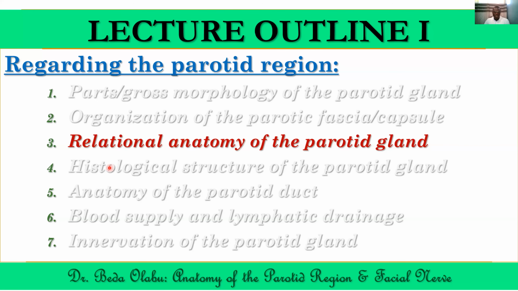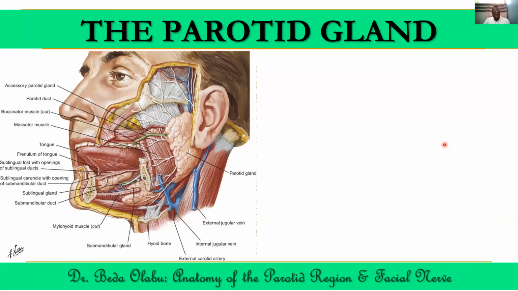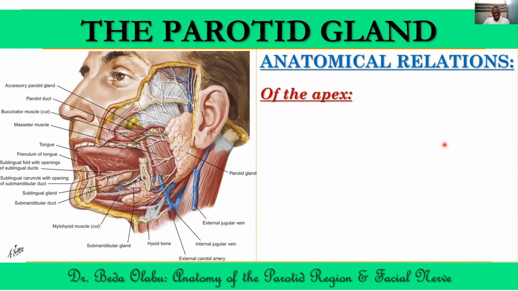That is the anatomy of the parotid capsule. We can now talk about the relational anatomy of the parotid gland. In terms of relations, we can talk about relations of different parts. We can start with the relations of the apex.